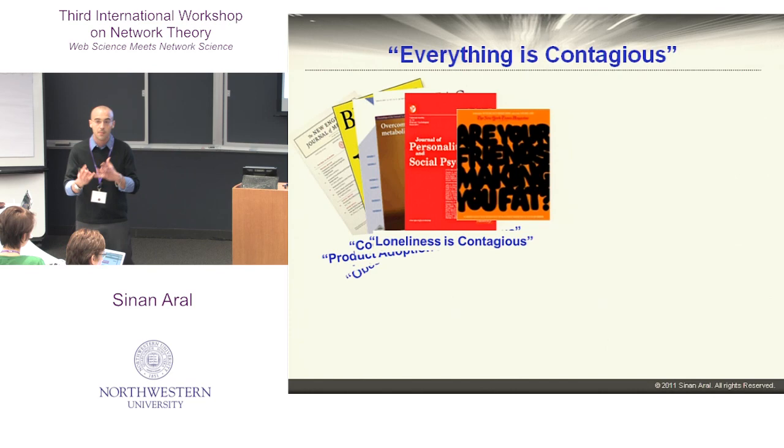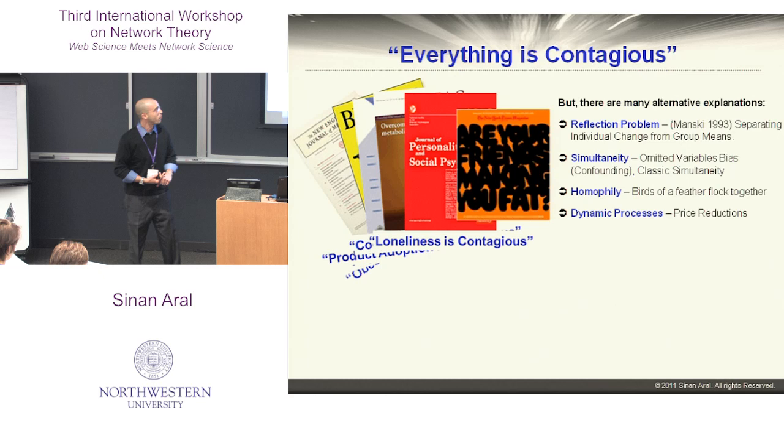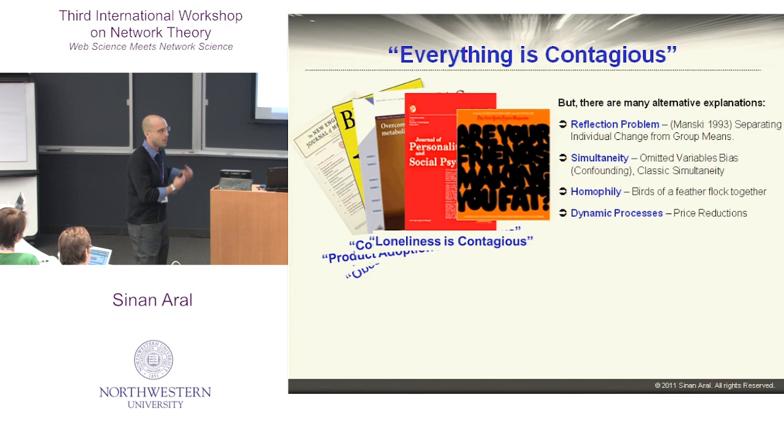But there are a lot of alternative explanations for these kinds of correlations, homophily being just one of them, the reflection problem being about identifying individual change and separating it from group means, dynamic processes, right? The umbrella example that we had earlier today: if I cut the price of something and that price reduction follows a geographic pattern, then maybe you'll observe some correlation amongst linked nodes, et cetera.